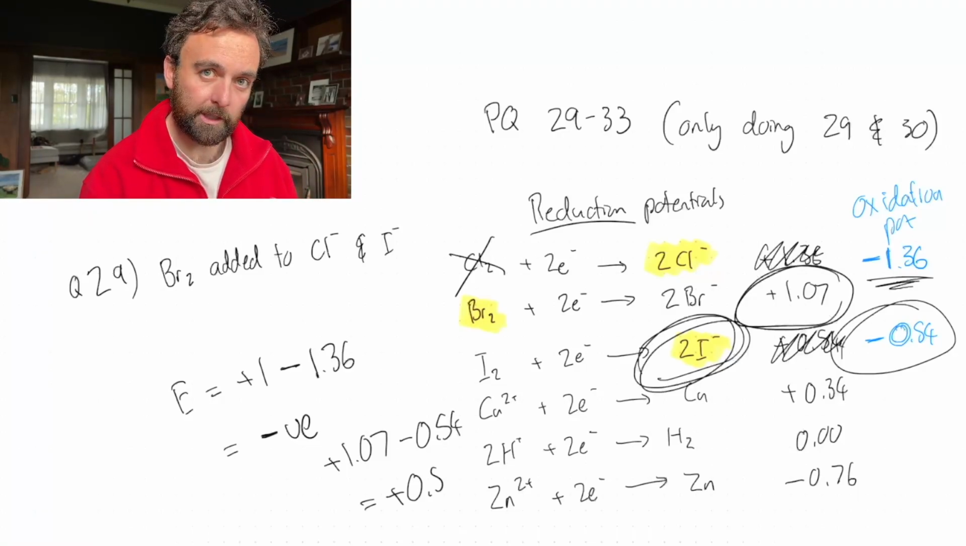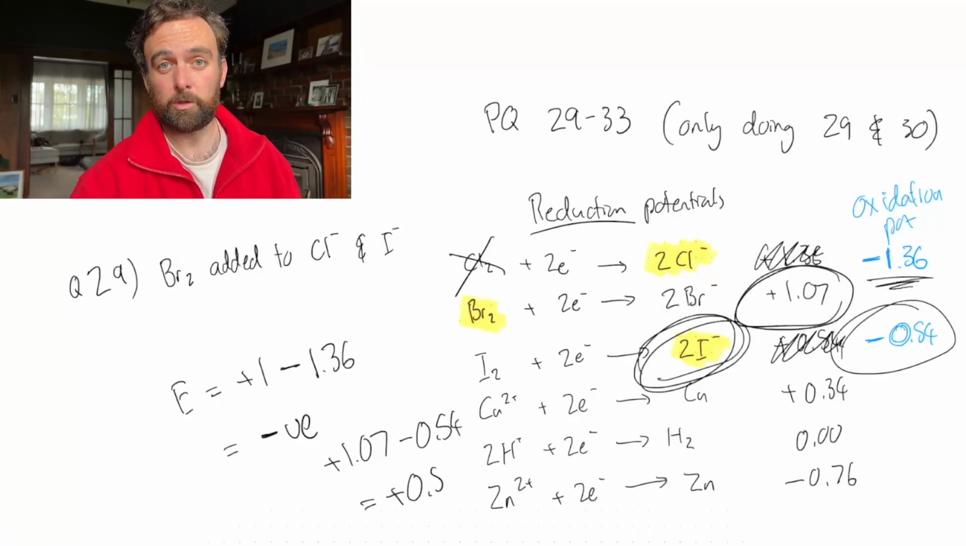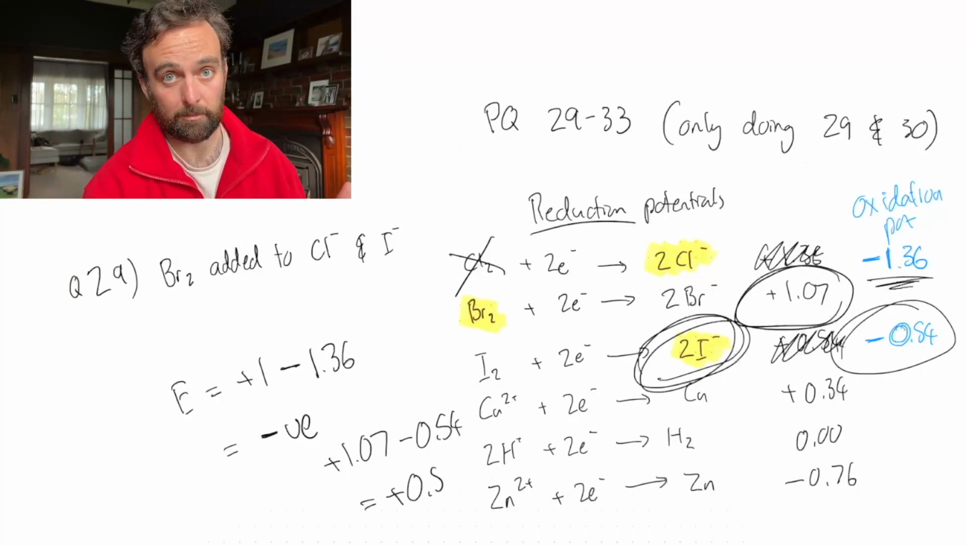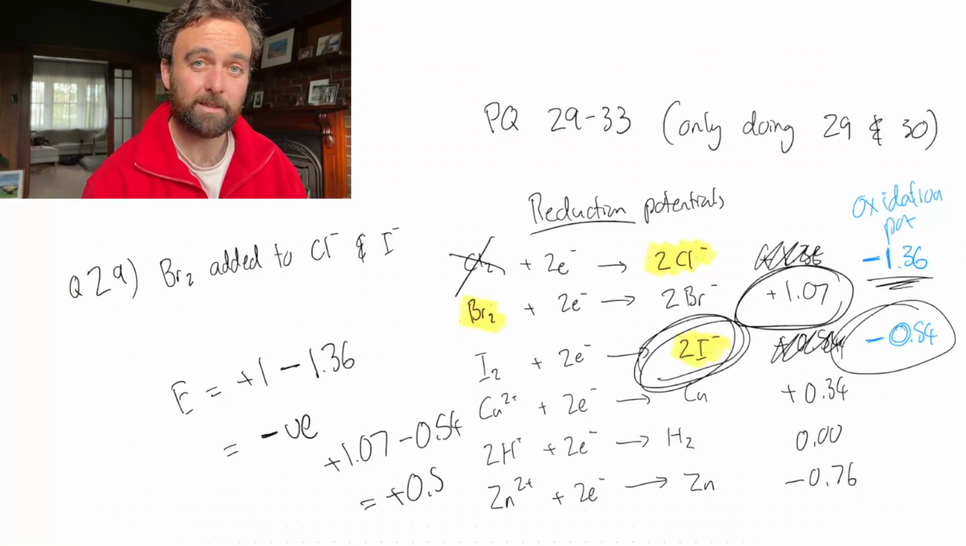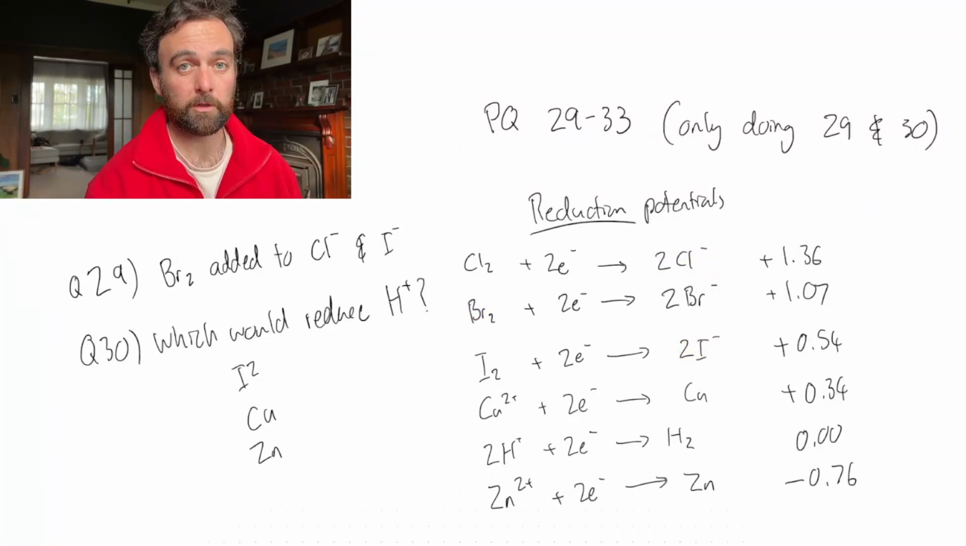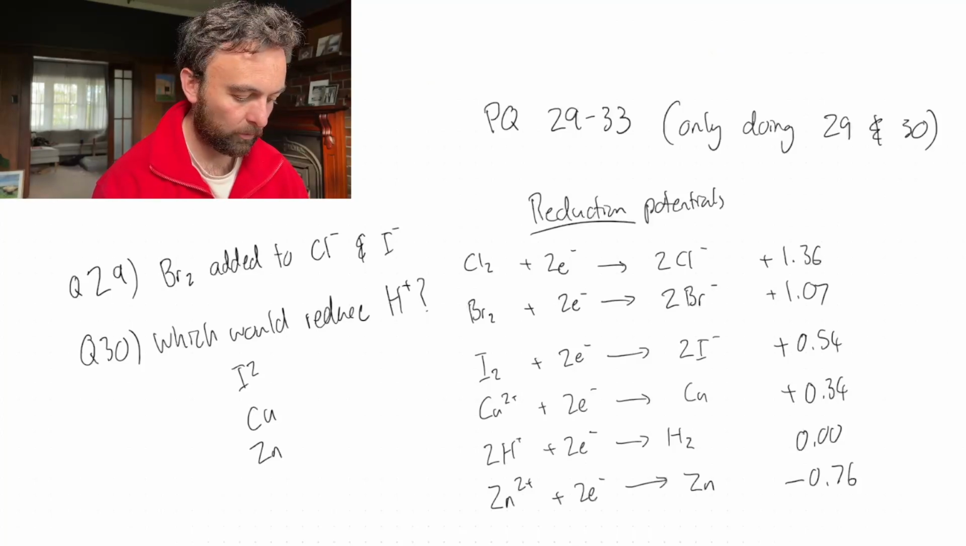It's a little bit tricky, but you need to figure out which one's running as a reduction, find that number, find out which one's running as an oxidation, find that number, and then add them together. And just remember that it has to be positive for the reaction to happen at all. And moving on to question 30, very similar question in the end. It's saying which one would reduce H+.